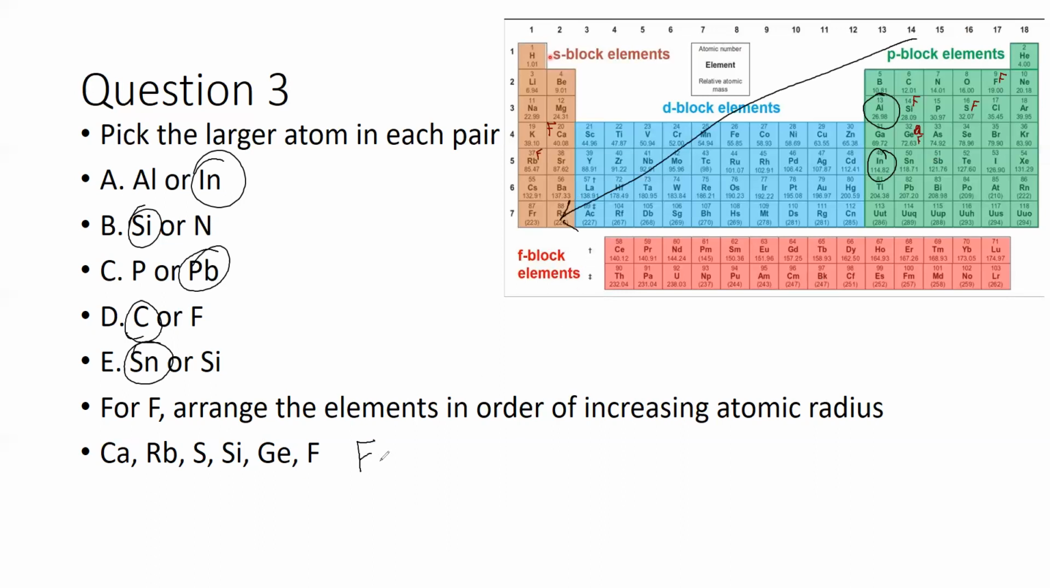So fluorine is the smallest, then sulfur, silicon, germanium, calcium, rubidium. It's just from top right to bottom left, small to big. Right. Any questions about how to determine what is the larger atom using the periodic table? Larger neutral atom.